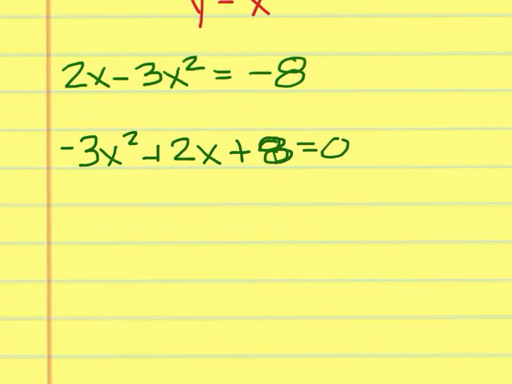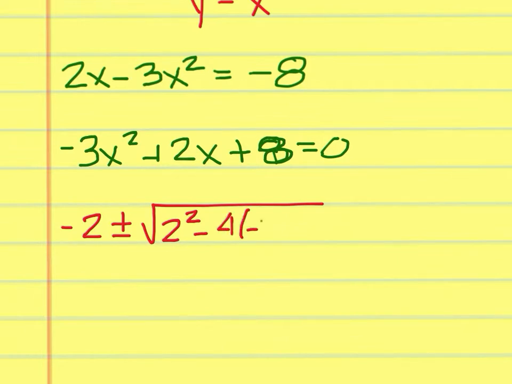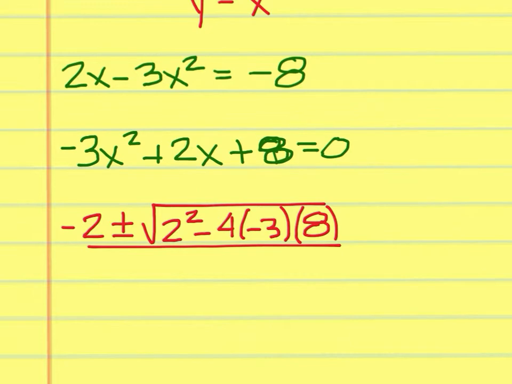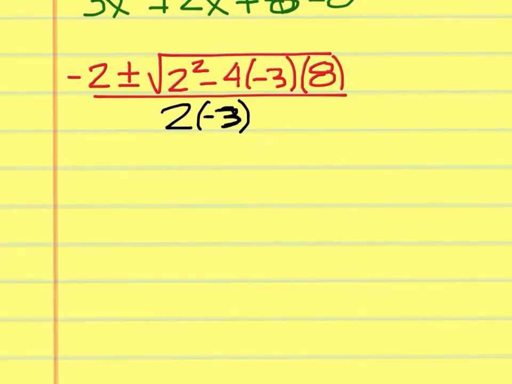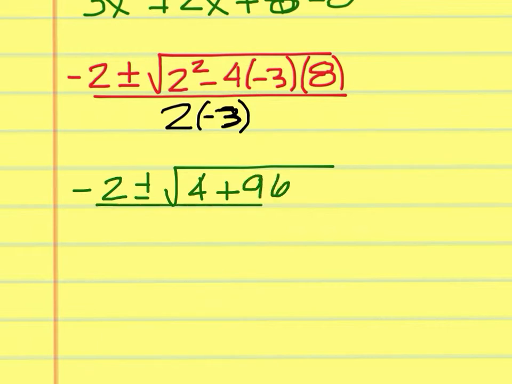We can try the quadratic formula to come up with negative 2 plus or minus the square root of 2 squared minus 4 times negative 3 times 8, over 2 times a negative 3. Now we'll go back and simplify. We have negative 2 plus or minus the square root of 4 plus 8 times 3 is 24, 24 times 4 is 96. On the bottom we have a negative 6.